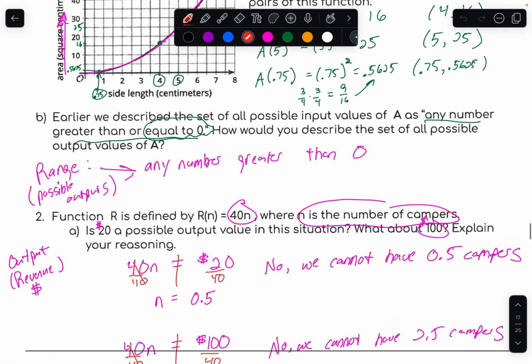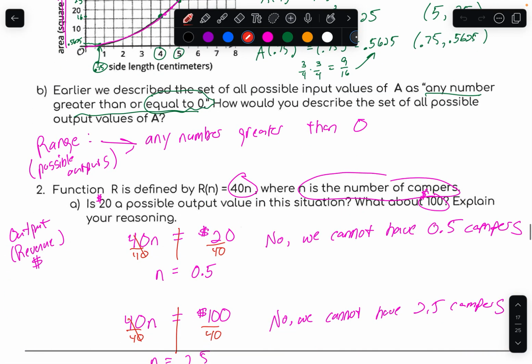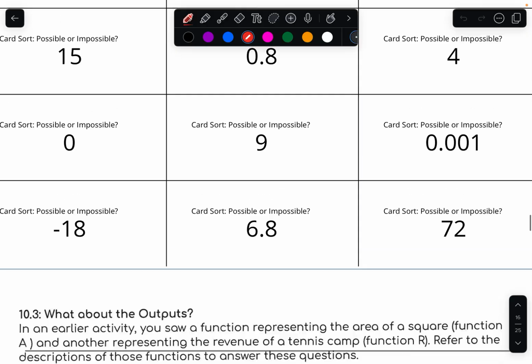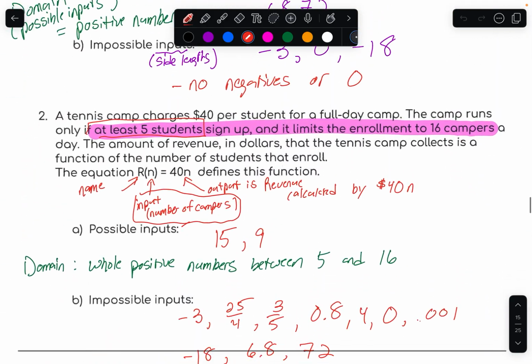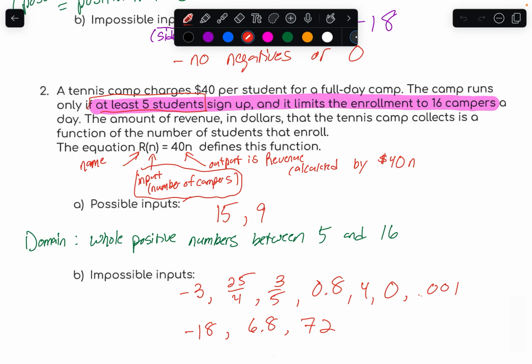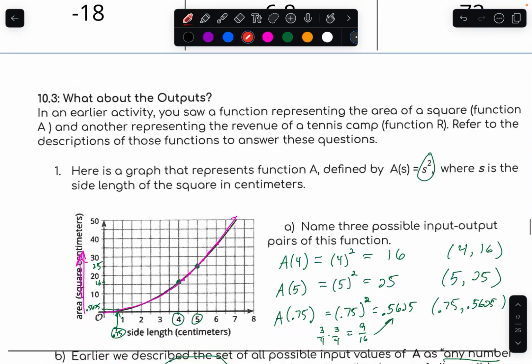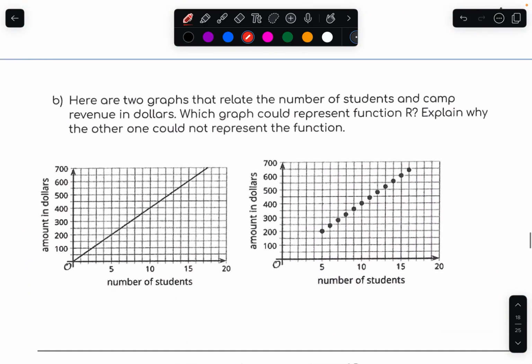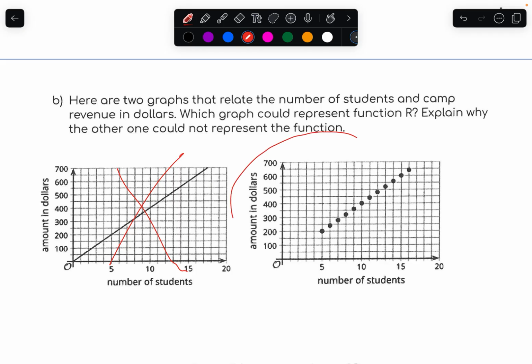We talked about how the inputs have to be the number of campers, actually going all the way back to page 2 here. The inputs have to be the number of campers in whole number campers between 5 and 16 campers. We cannot have fractional campers. What that means is our graph cannot be connected, right? It has to be what we call discrete, and it has to start with 5 campers, and then it has to end with 16 campers.